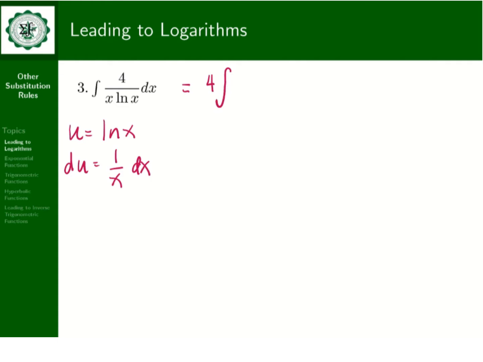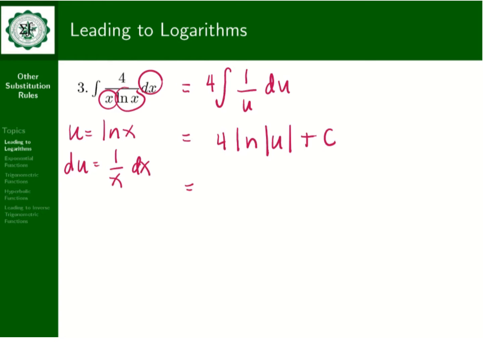And so our given, in substituted form, will be 4 times the integral of 1 over u, where we replace ln of x by u, while dx over x will become du. The answer will be 4 times the ln of the absolute value of u plus c. And then back substitution, we have 4 times ln of the absolute value of ln of x plus c.